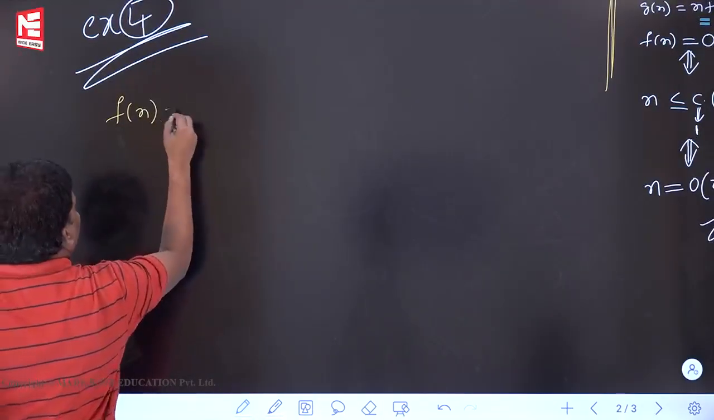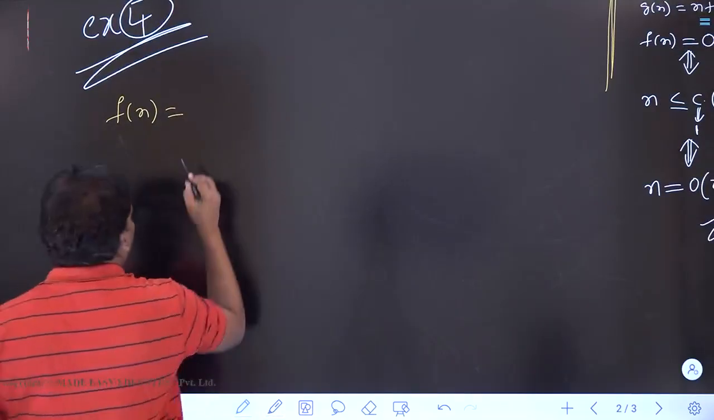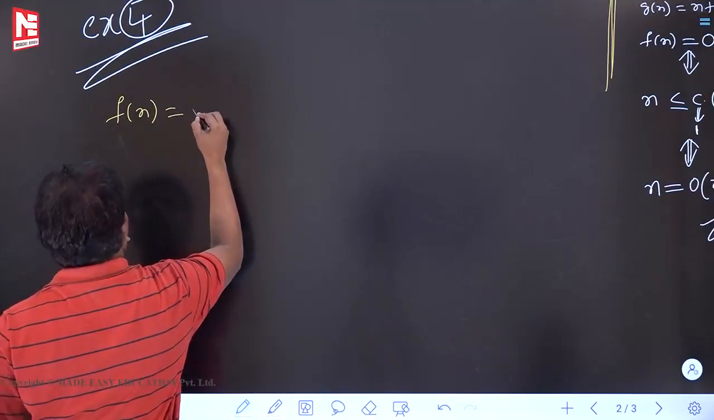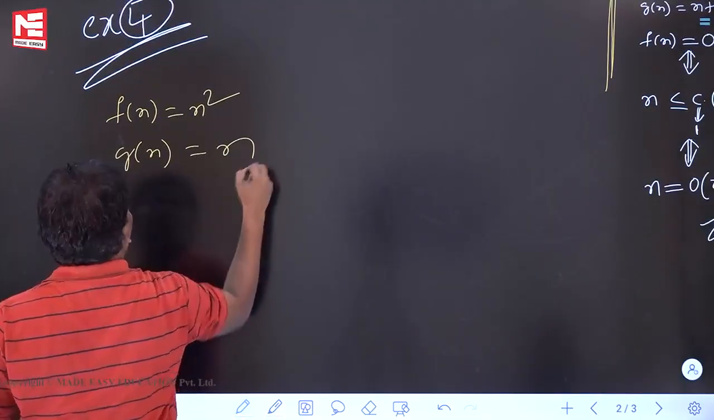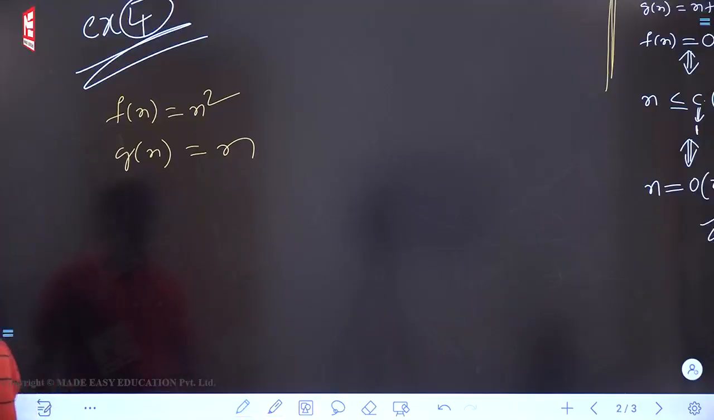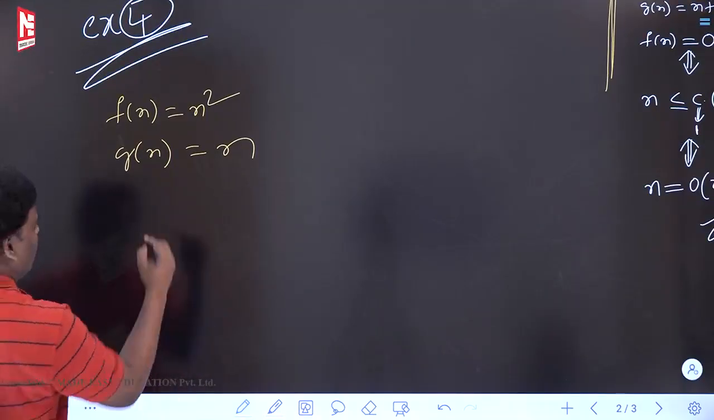F of n is equal to n square, g of n is equal to n. Then I want to prove this.